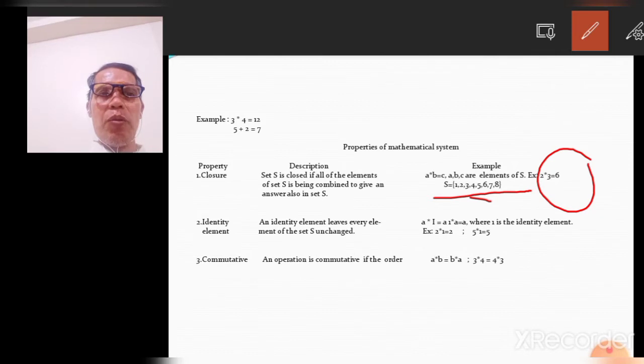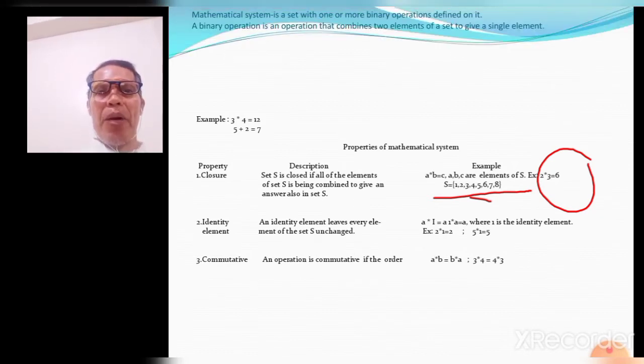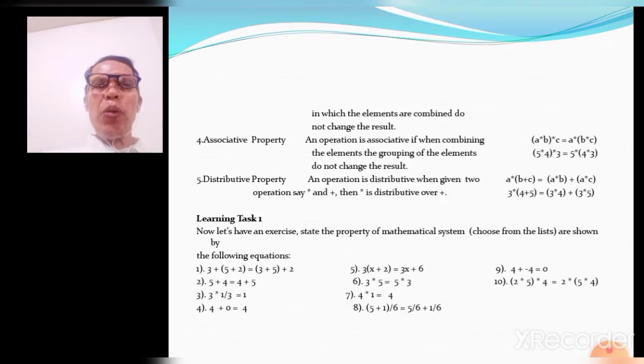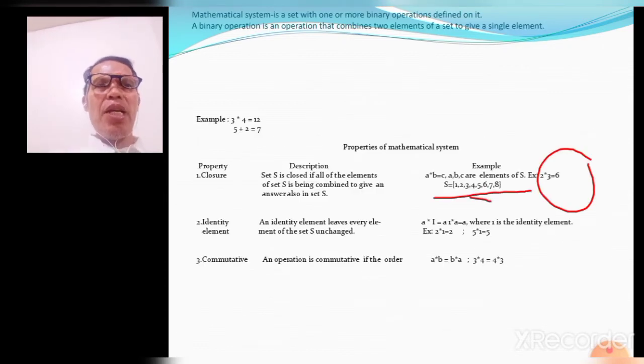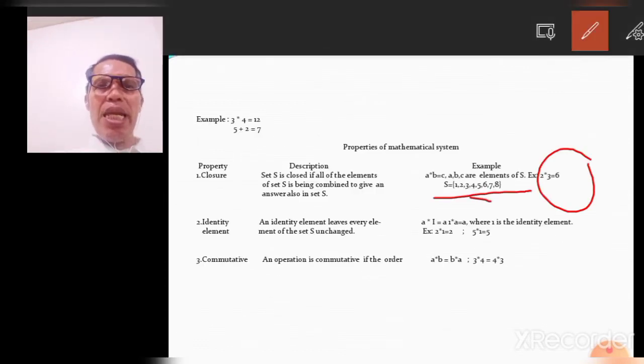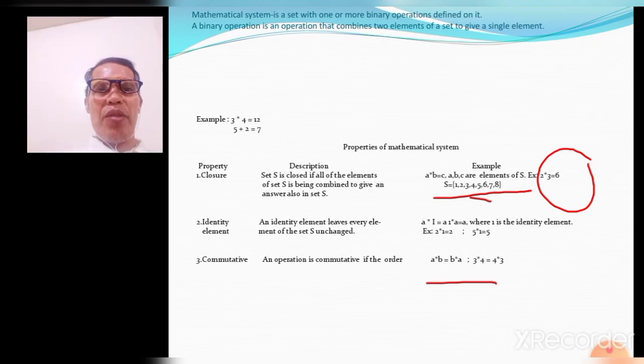Okay, another property is what we call the commutative property. An operation is said to be commutative if the order in which the elements are combined does not change the result. For example, if you are going to multiply A times B equals B times A, or if you are going to represent it by numbers, 3 times 4 equals 12, which is also equal to 4 times 3 equals 12. So meaning, if you interchange the position of the elements, the result will not be changed.